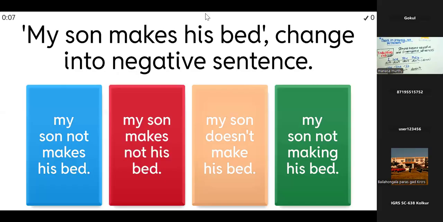My son makes his bed. Change into negative sentence. My son not makes his bed. My son makes not his bed. My son doesn't make his bed. My son not making his bed. You can just say A, B, C instead of writing the entire sentence.